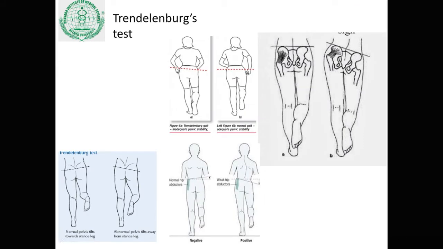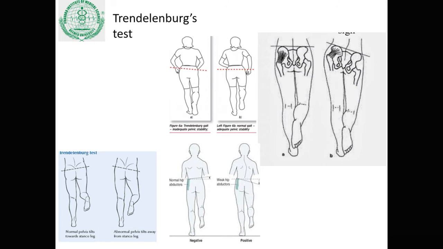Now another very important test which is asked in the viva is Trendelenburg's test. Here the subject stands on one leg with the opposite foot off the ground. What happens normally? There is no drop of the pelvis on the unsupported side. This is the normal person, where you can see this foot is off the ground, and here you can see there is no drop of the pelvis on the unsupported side.